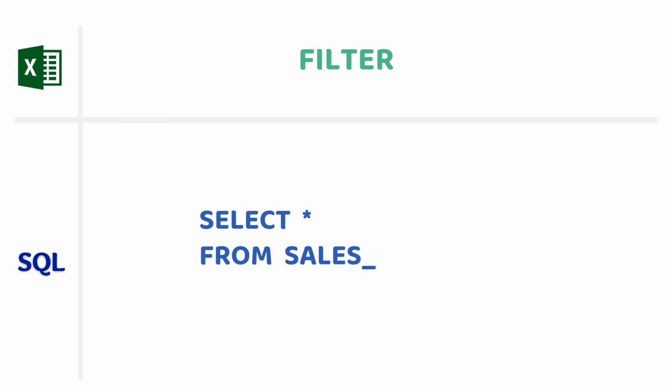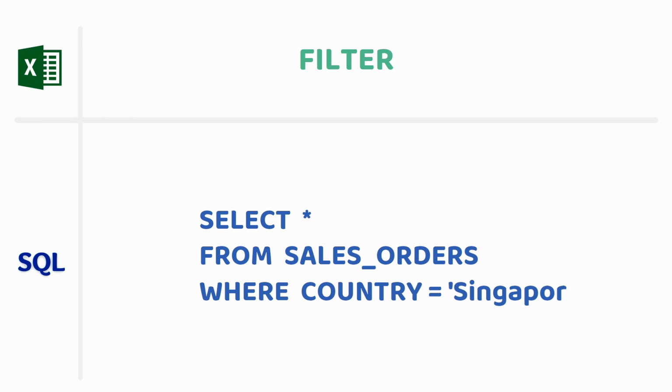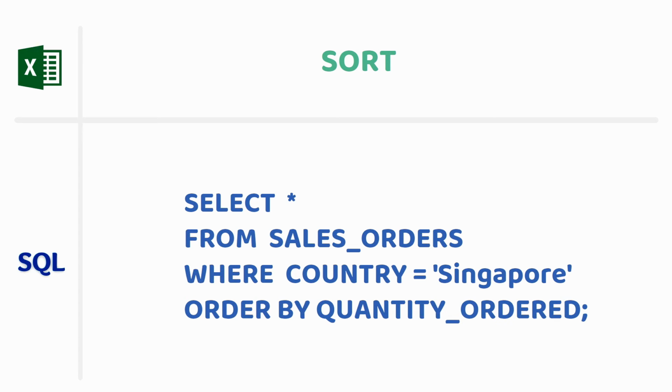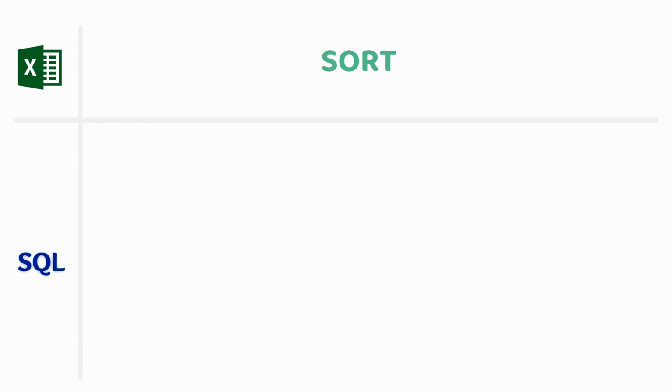Now let us look at some Excel formulas or functions and identify the equivalent SQL functions to perform the same task. Let's start with the most basic. Filter. In Excel file, we can filter records based on some conditions, such as choosing records where the country is Singapore. Similar filtering can also be done in SQL query by using the where clause, as shown in the query. Sort. In Excel, data can be sorted either in ascending or descending order, and the same can be performed in SQL query by using the order by clause.